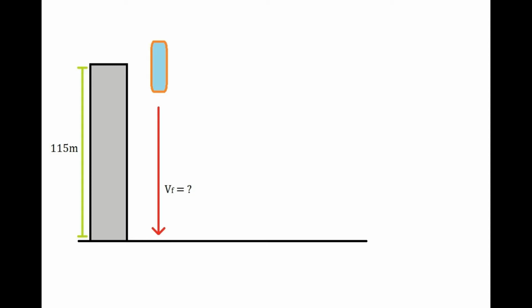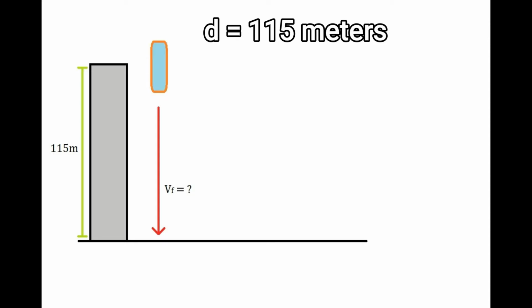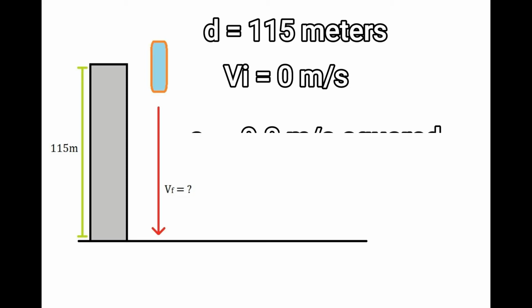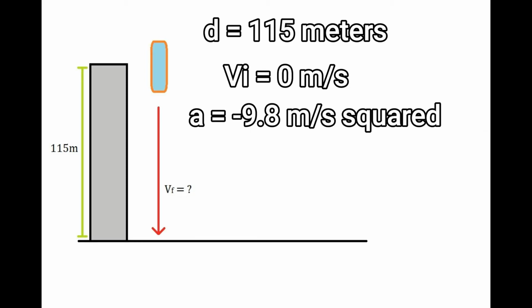First, we try to find the values or the data given and write them down. So first, we have our d, or our displacement, which is 115 meters. Next, we have our initial velocity, which is 0. Then, our acceleration, which is negative 9.8 meters per second squared. And our unknown, which is the final velocity.